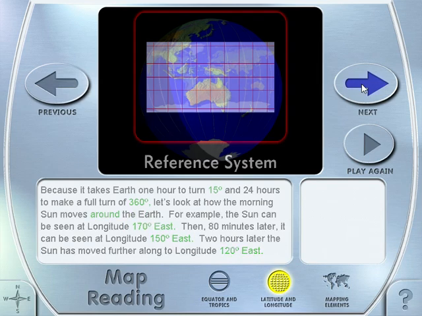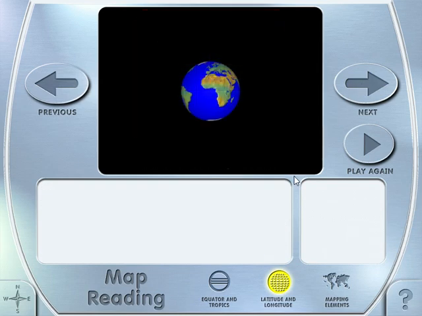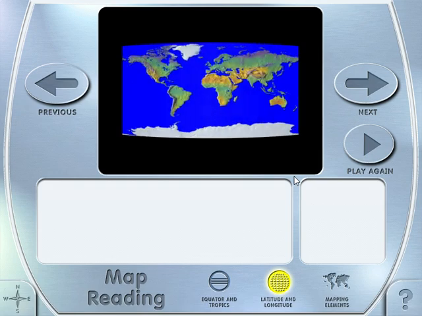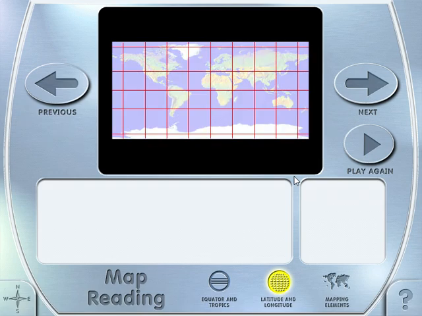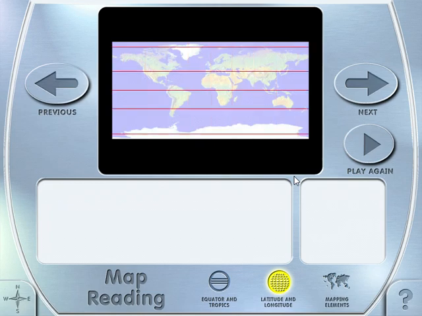Next, reference system. If you flatten out the Earth, you will see a map of the world in a rectangular form. You will notice vertical lines and horizontal lines. The vertical lines are the longitude or meridian lines. The horizontal lines are the latitude or parallel lines.